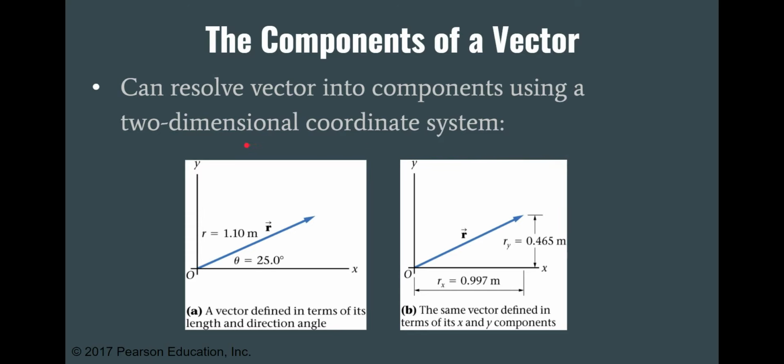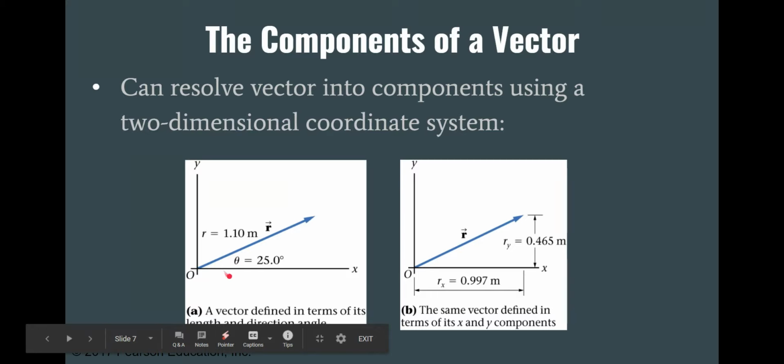Any vector can be placed on a two-dimensional coordinate system. And this is something you're going to be doing for basically any problem we work. You're going to want to draw your vector in a coordinate system. It doesn't matter which way you choose to draw your coordinate system, but what you see here, where we have x as the horizontal direction and y as the vertical direction, is going to be pretty common, and that's what I would recommend that you do.